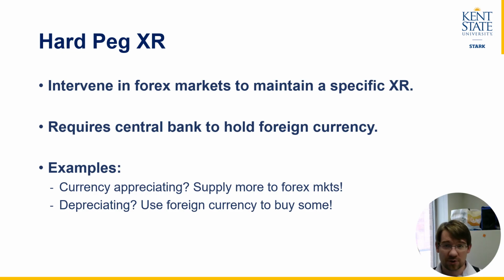You can always sell more of your own currency, you can just create it. But you need to hold the foreign currency because sometimes you're going to need to sell that. Here's a simple example: if your currency starts appreciating, you need to supply more of your own currency to foreign exchange markets, and that holds the value down. On the other hand, if your currency starts depreciating, you need to buy your currency, but you can only buy it if you have foreign currency with which to buy it. So foreign central banks engaged in hard pegging tend to hold fairly large amounts of foreign currency so that they can engage in these kinds of transactions.